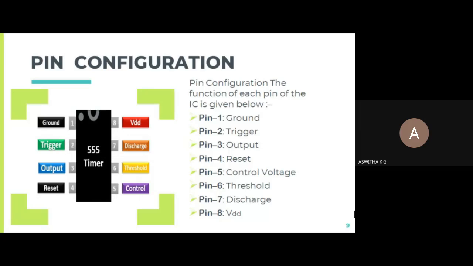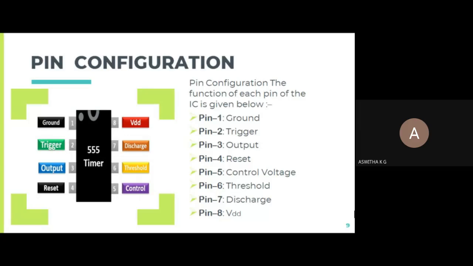Pin 4 is the reset pin. It should be connected to the positive rail for the proper working of IC. Pin 5 is the control pin. It controls the threshold and trigger levels. And pin 6 is the threshold pin. The amplitude of voltage applied to this pin is responsible for set state of flip-flop.